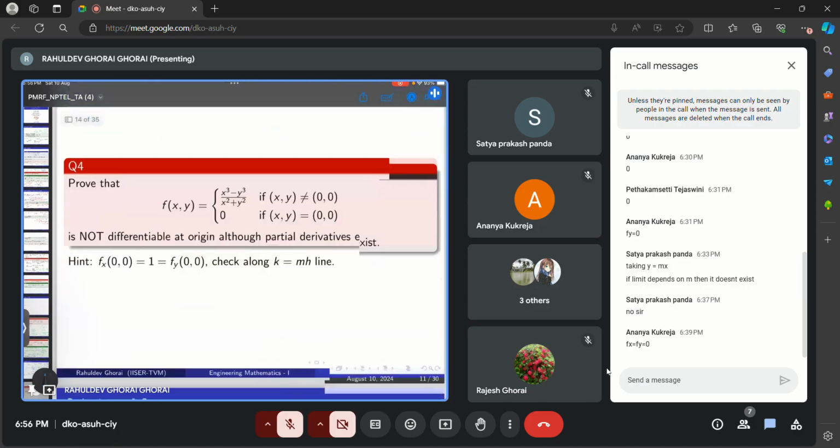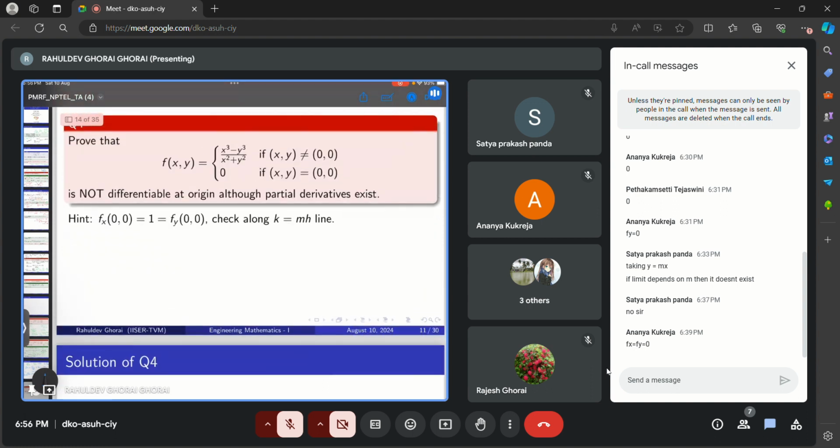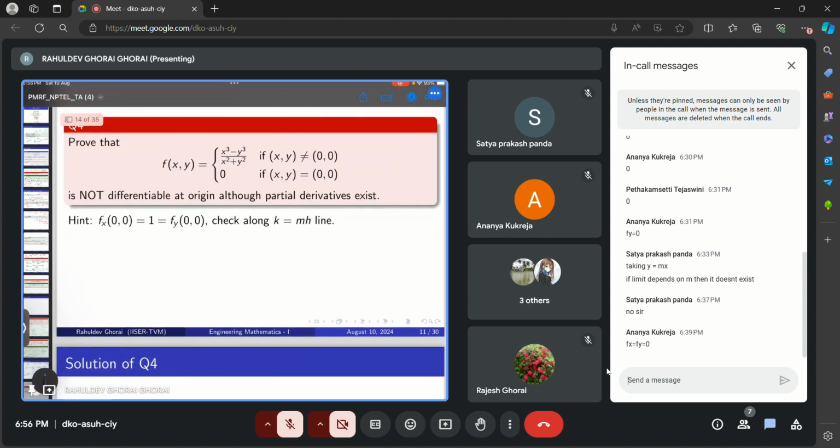Okay, so let's move to the next question. The hint is given, I think, but let's try. Whether fx at 0 0 and fy at 0 0 are coming as 1 for all of you. Just quickly, please check it. I have given the hint. So fx at 0 0 and fy at 0 0, whether that exists or not.